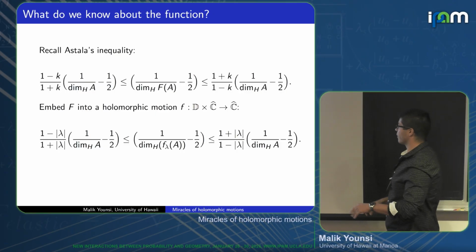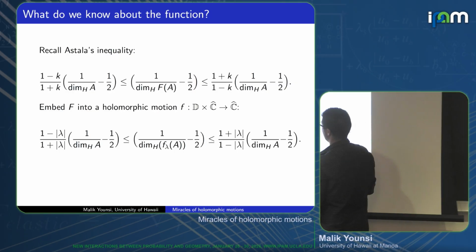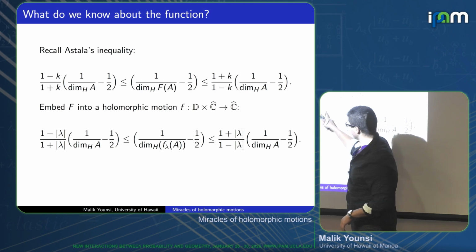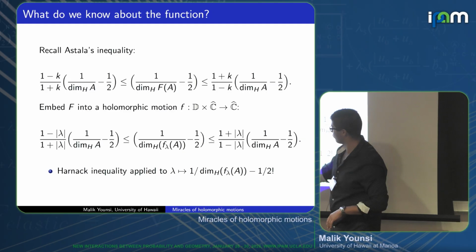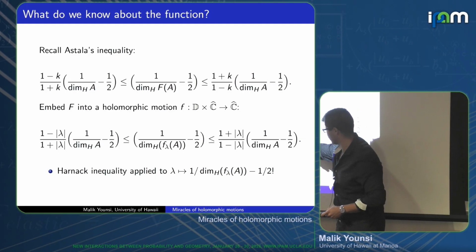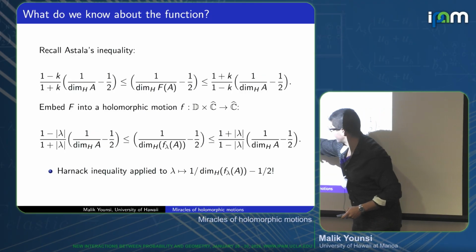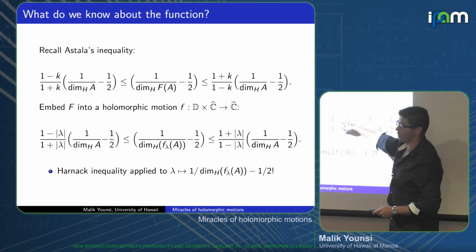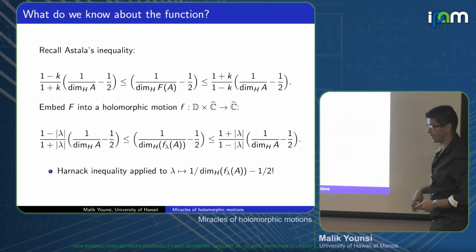And now something that took me a long time to realize, but it's very simple, is that if you look at this inequality, this is exactly Harnack inequality applied to a specific function. It's just Harnack inequality applied to 1 over the dimension minus 1/2. So this is the function at lambda. This is the function at 0. F_0 is the identity. And then you have the usual Harnack constant (1 plus lambda) over (1 minus lambda), and the same thing on the left-hand side with the reciprocal.